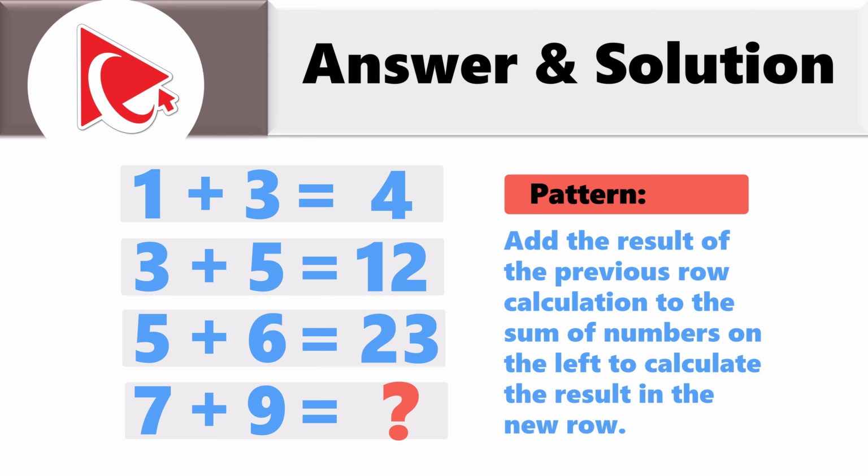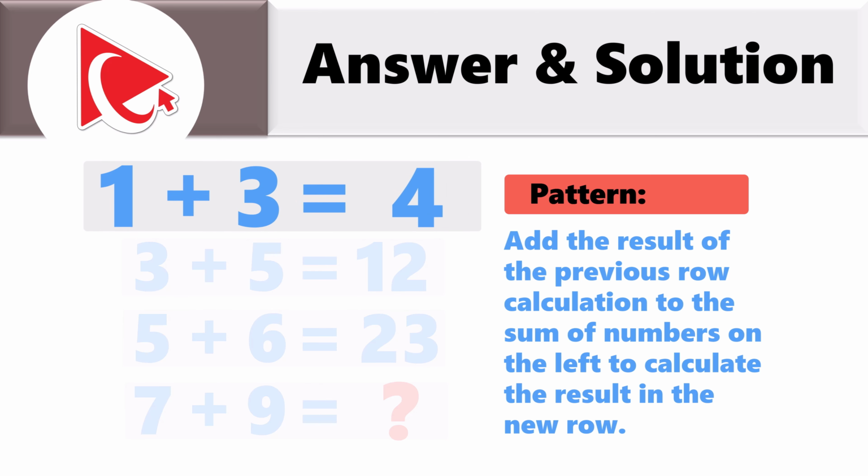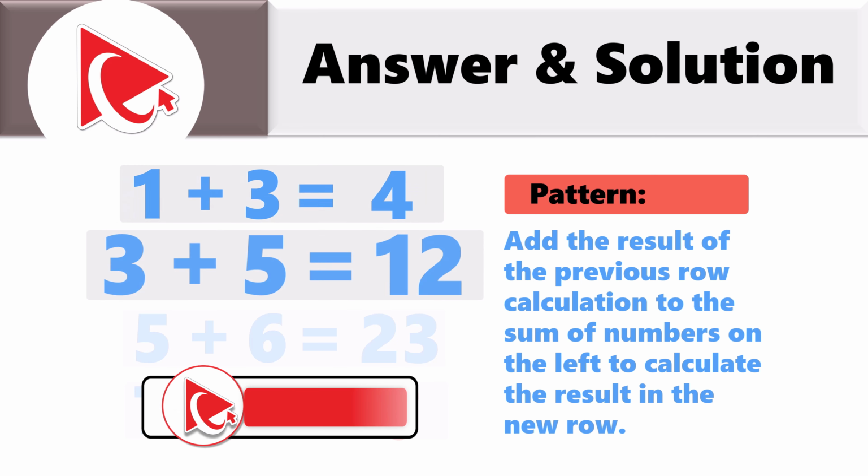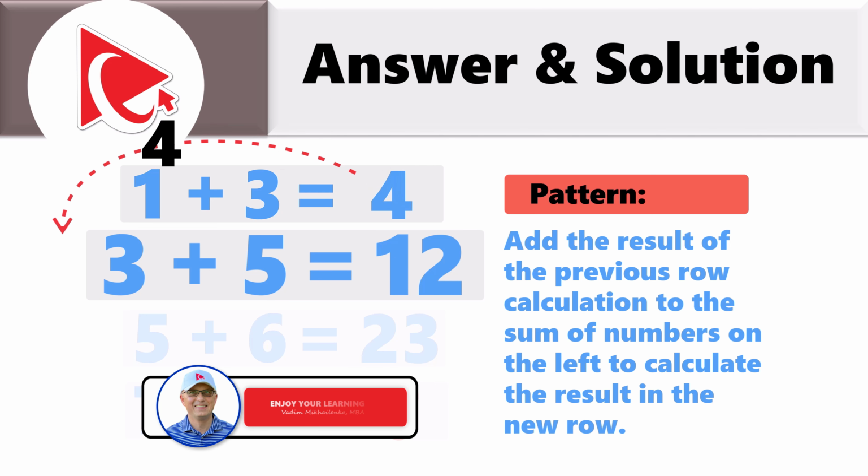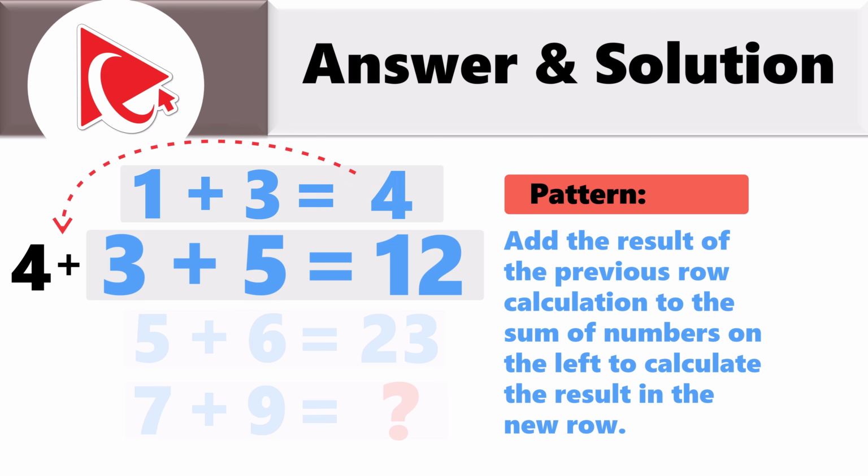For example, row 1's math totally makes sense. 1 plus 3 does equal 4. But when we look at row 2, 3 plus 5 does not equal 12. And this is where we need to add the result of the previous calculation, 4, to 3 plus 5, and then it does equal 12.